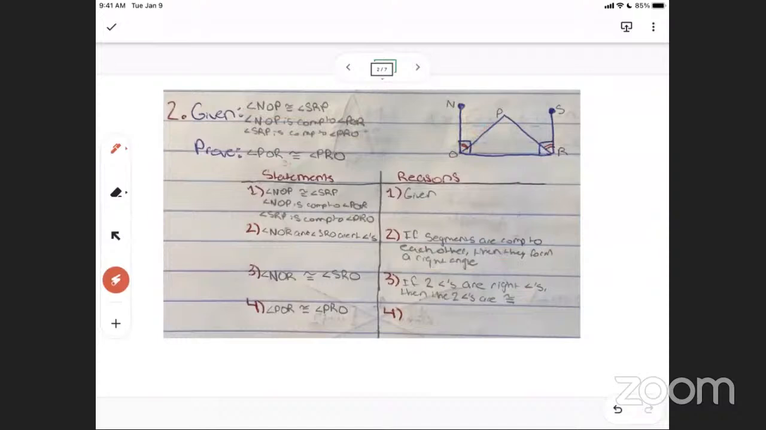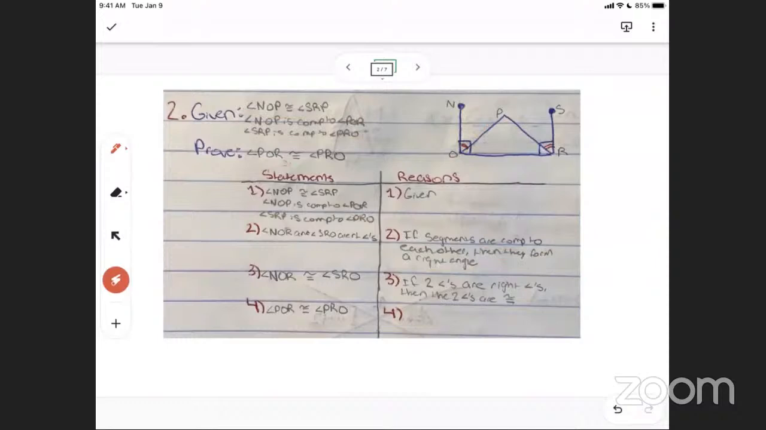Isn't there a property, or have you not learned it yet, that says that complementary angles to congruent angles are congruent? I don't think we learned that. No, we did. It's like if two angles are complementary to congruent angles, then the angles are also congruent.